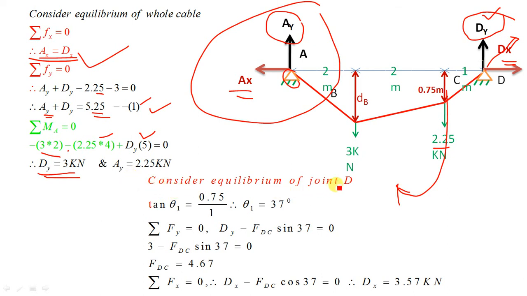Consider the equilibrium of joint D. Now if we consider the equilibrium of this joint D, tan of theta is equal to 0.75 upon 1. So this angle is 37 degrees. Summation of Fy is equal to 0. So what are the forces in the y direction here? dy, and I will draw the free body diagram of this joint D.